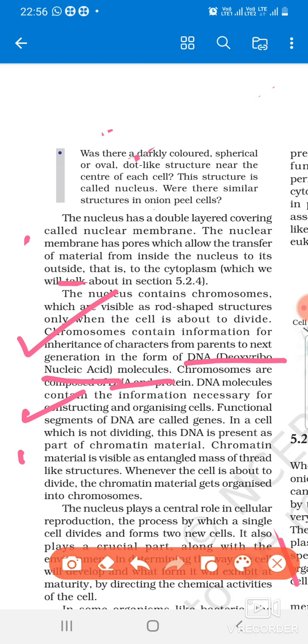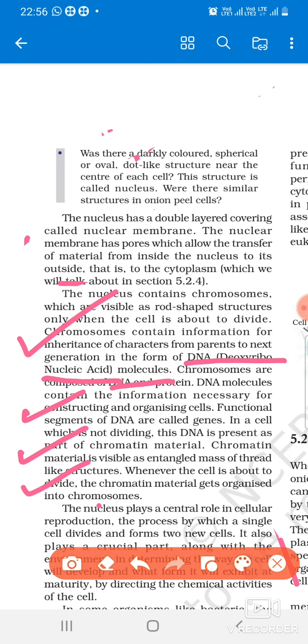Okay, in a cell which is not dividing, this DNA is present as a part of chromatin material, and chromatin material is visible as an entangled mass of thread-like structure. When the cell is about to divide, then the chromosomes appear like rod-like structures.